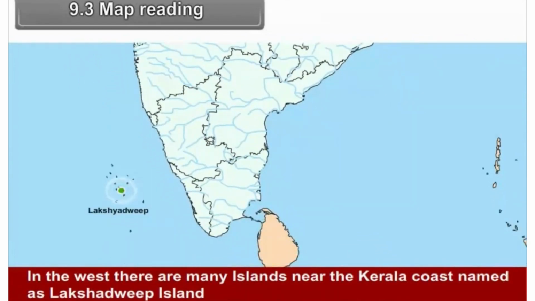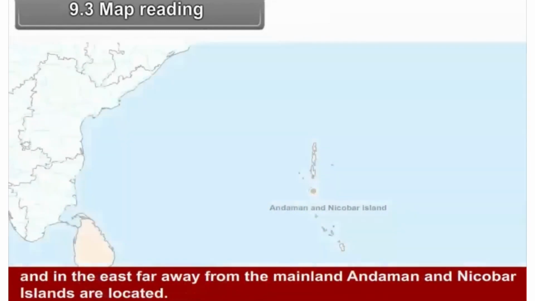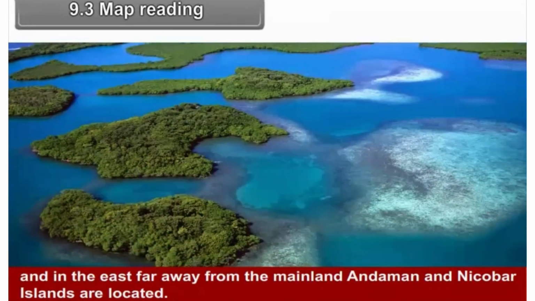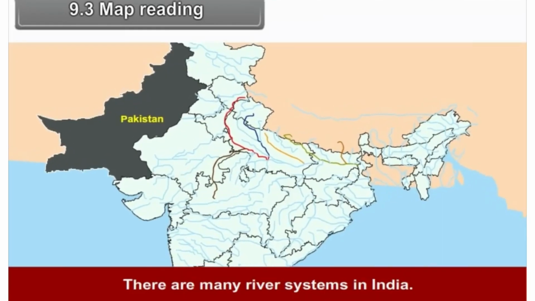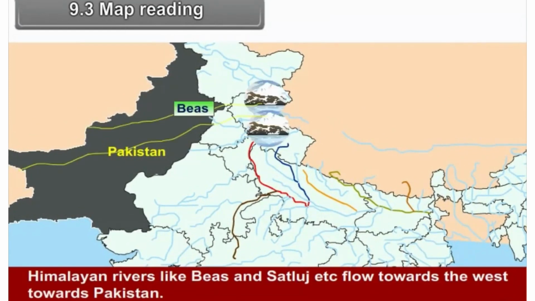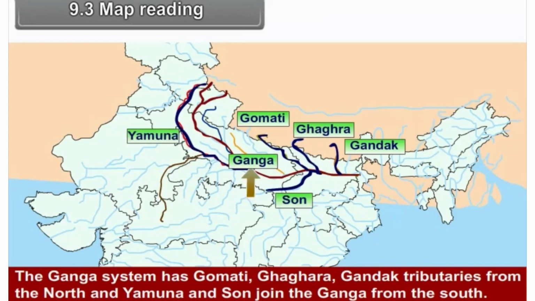In the west, there are many islands near the Kerala coast named as Lakshadweep Islands, and in the east, far away from the mainland, Andaman and Nicobar Islands are located. There are many river systems in India. Himalayan rivers like Beas and Satluj, etc. flow towards the west towards Pakistan. The Ganga system has Gomati, Ghagra, Gandak tributaries from the north, and Yamuna and Son join the Ganga from the south.